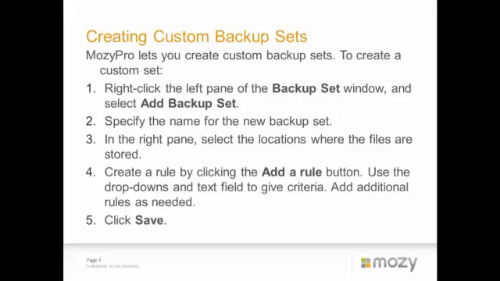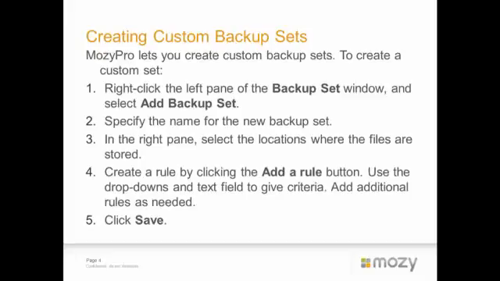We can also create a custom backup set. This allows us some flexibility because if we find that a specific type of file is not well represented by Mozi's default backup sets, we can create our own backup set to allow us to back that content up. So how do we do that? Well, you go to the Backup Sets tab inside of the Mozi Pro software. You right-click in the left-hand pane of the Backup Set window and select Add Backup Set.